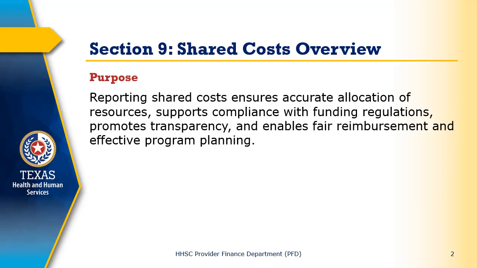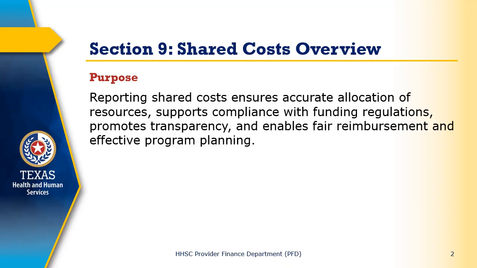Shared costs, such as administrative overhead, facility maintenance, or staff salaries that support multiple programs, must be clearly reported to ensure transparency in how public funds are used. This helps providers understand how resources are allocated across services. LTSS programs often involve multiple services, for example, home care, nursing facilities, case management. Shared costs need to be properly allocated to each service to reflect the true cost of delivering care.